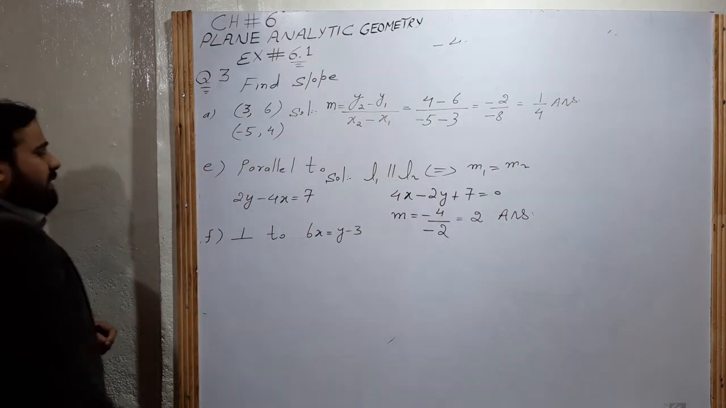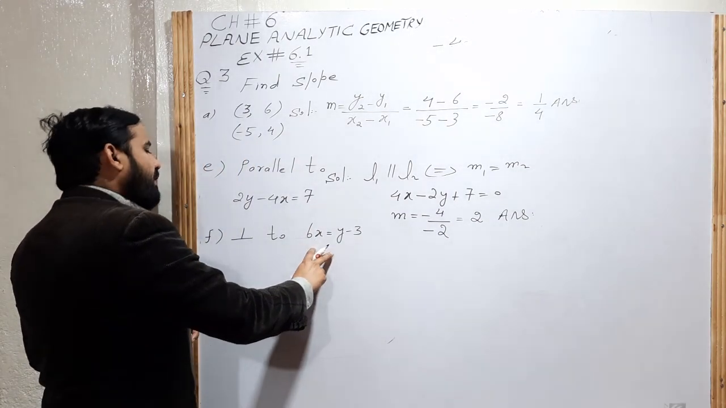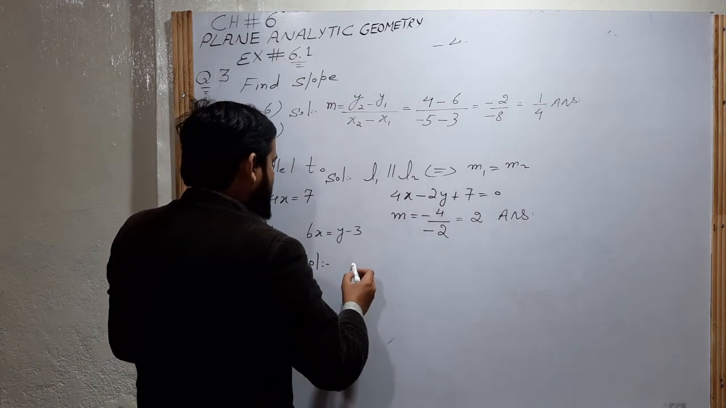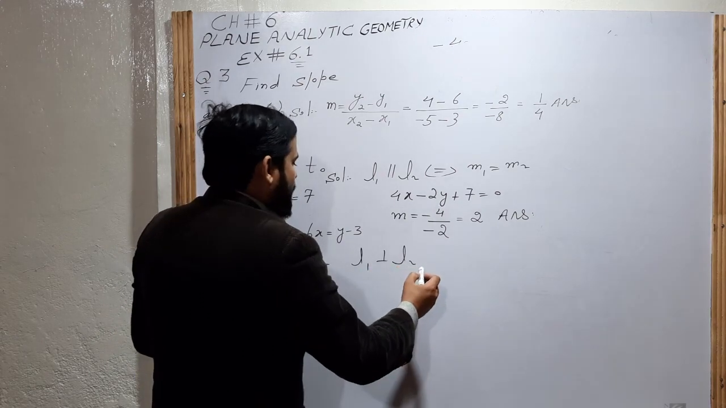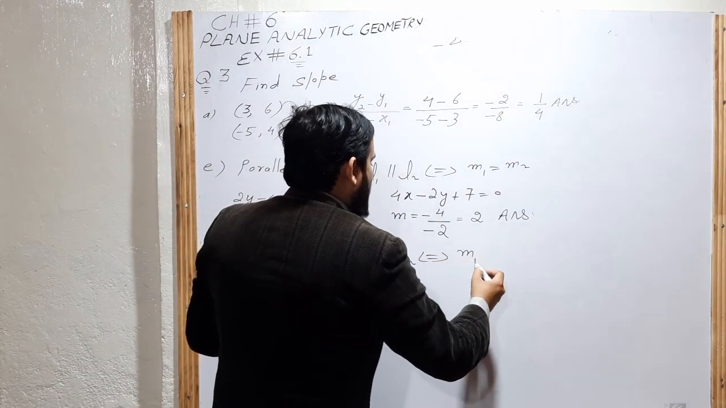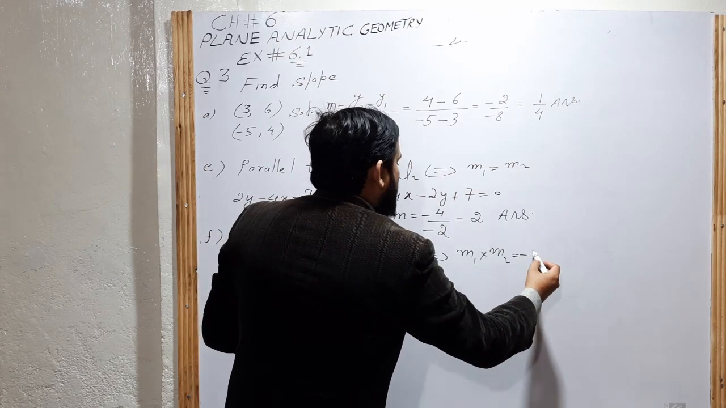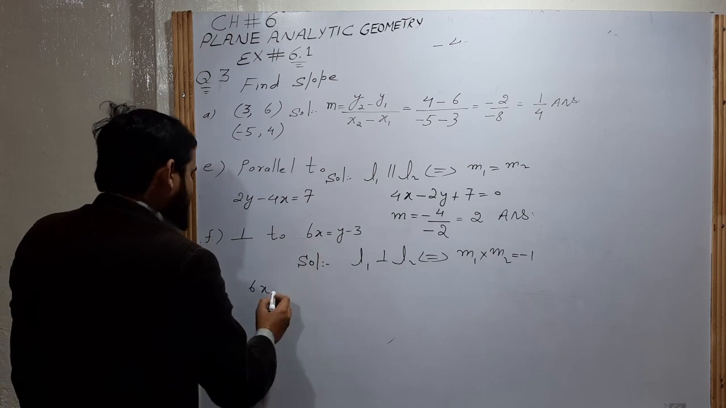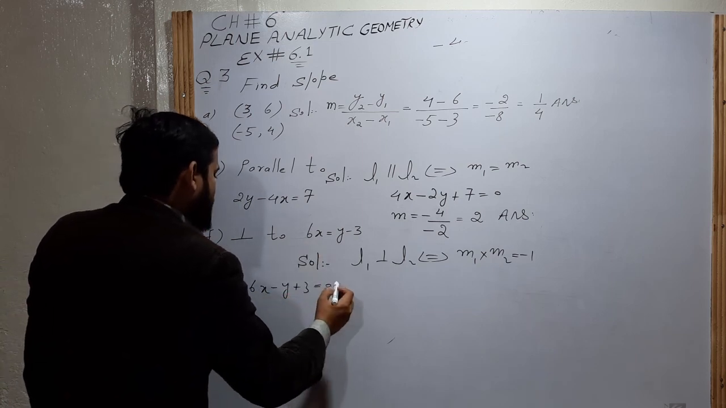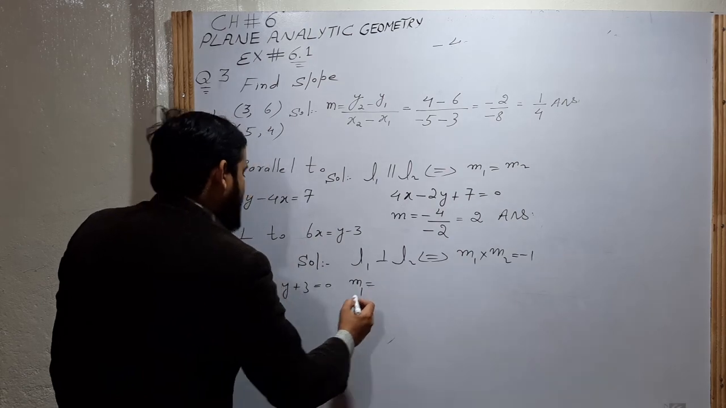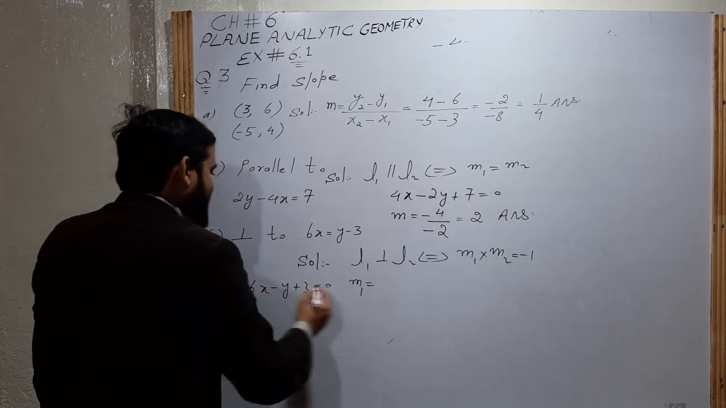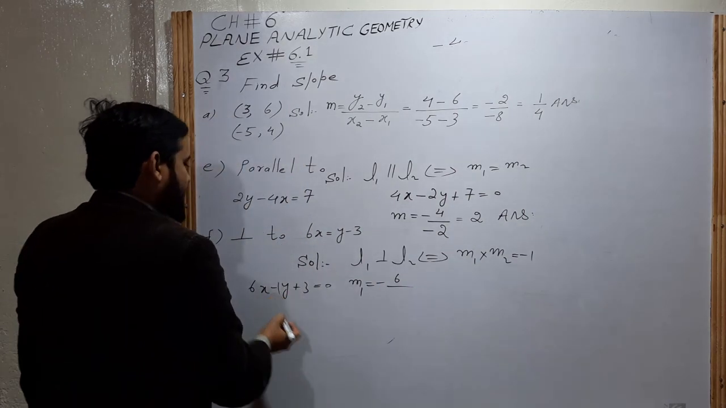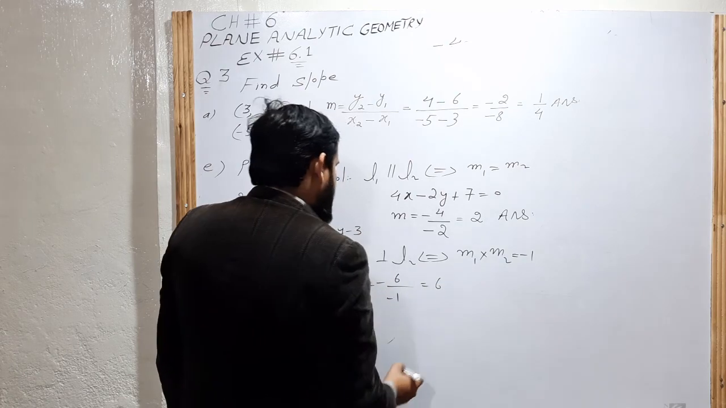Next is to find the slope of the line which is perpendicular to this one. We know that L1 is perpendicular to L2 if and only if m1 times m2 equals -1. First of all, find the slope of this one and simplify: 6x - y + 3 = 0. In this case the slope, say m1, is -a/b, where a is 6 and b is -1. So this is equal to 6.